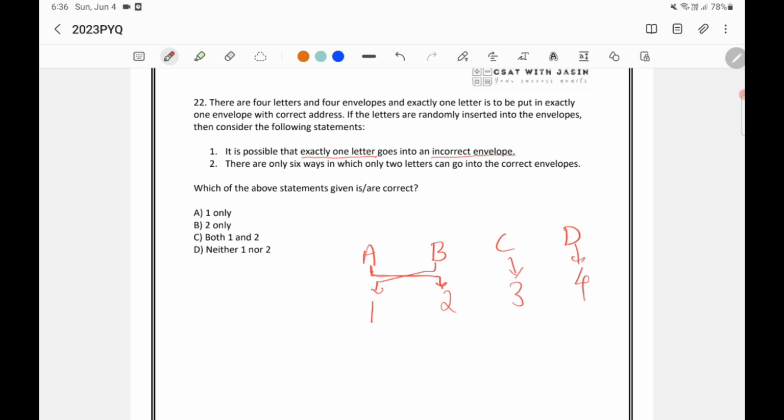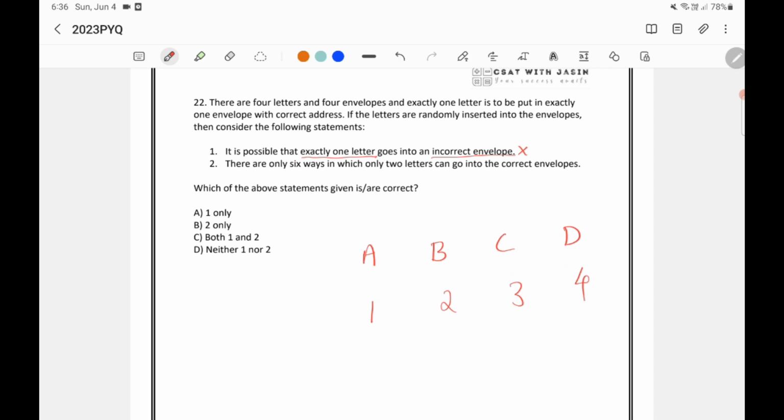That means we cannot actually make exactly one incorrect. If one of the letters is incorrect, one more letter will become incorrect, right? So this is wrong because we cannot. It is not possible that exactly one letter goes into a wrong envelope. If one goes into the wrong envelope, one more will go into the wrong envelope. Now let's take the second statement here.